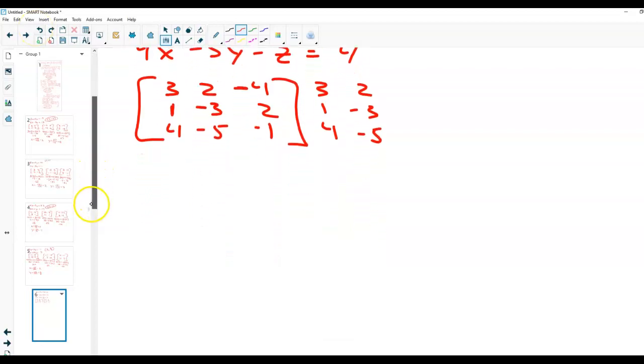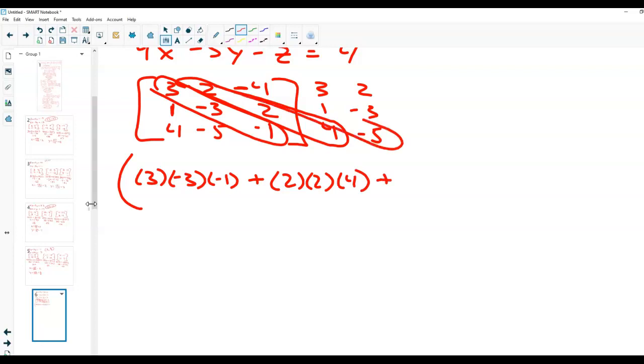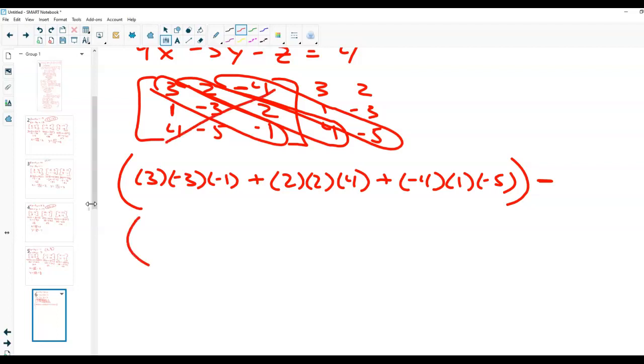And now, (3) times -3 times -1 plus 2 times 2 times 4 plus -4 times 1 times -5. And now we're subtracting, working our way up.